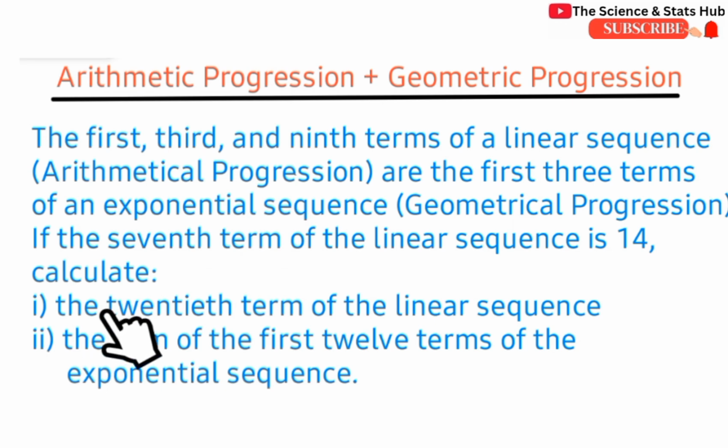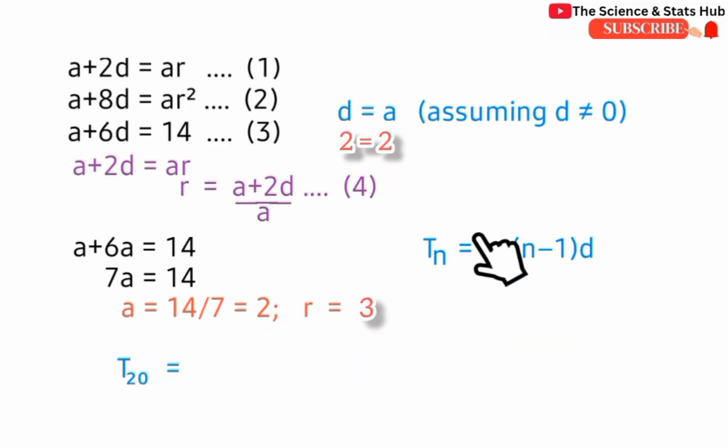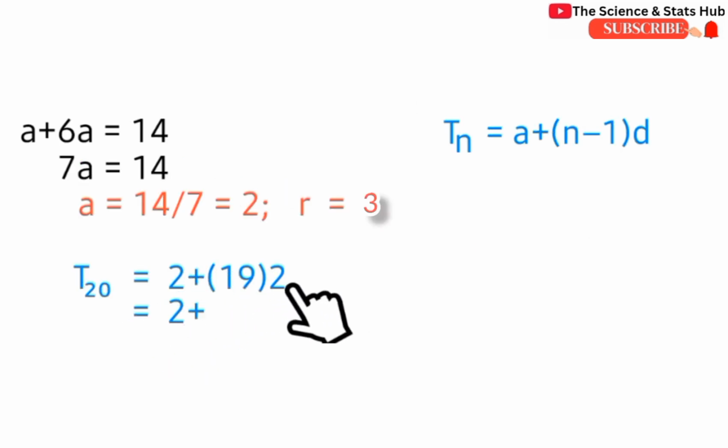Now let's proceed to calculating the 20th term of the linear sequence. Applying the usual formula for finding the nth term of a linear sequence, T20 will be equal to A, which is 2, plus n minus 1, 20 minus 1, times D. We said D is equal to A, so D value is also 2. 2 plus 19 multiplied by 2, 2 plus 38. Therefore, the 20th term of the linear sequence is 40.